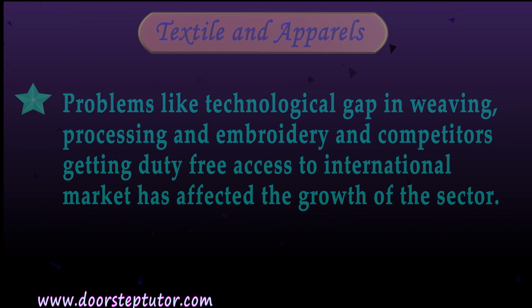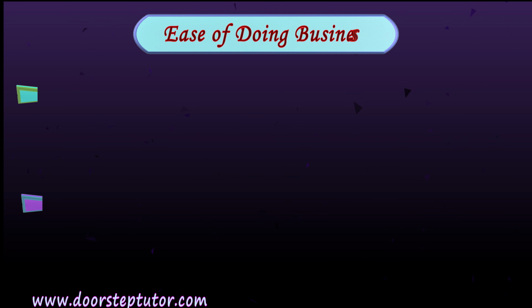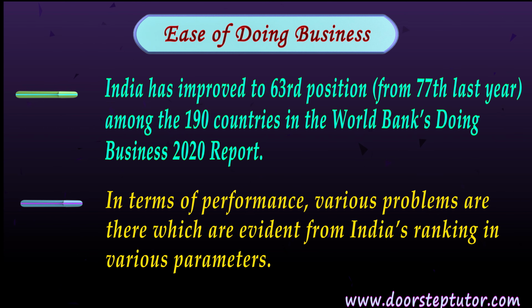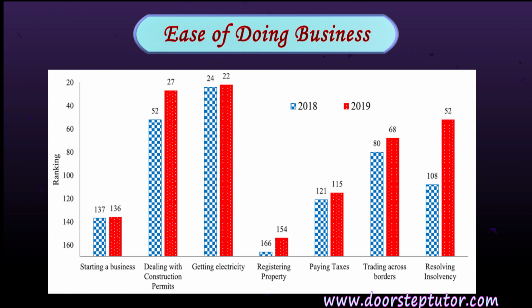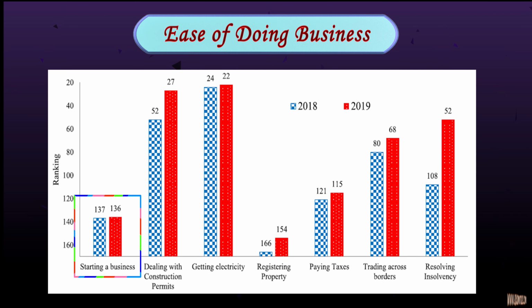These things can be seen from the Ease of Doing Business report, which is published by the World Bank. In the report, we have seen that India's rank has improved to 63, but by studying the report in detail, we can see that there are various other indicators where India's performance has not improved. Various parameters are there where India is performing very poorly. For instance, in starting a business, India's rank stood at 136, which clearly indicates that we need to do more so that starting a business becomes easier. When ease is there in starting a business, definitely industrial growth will increase.